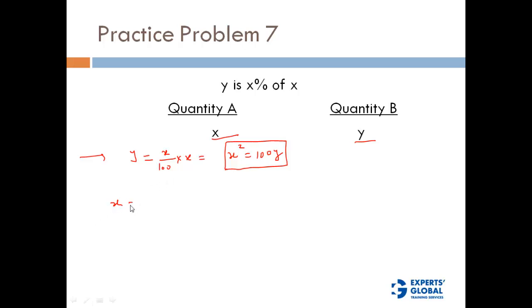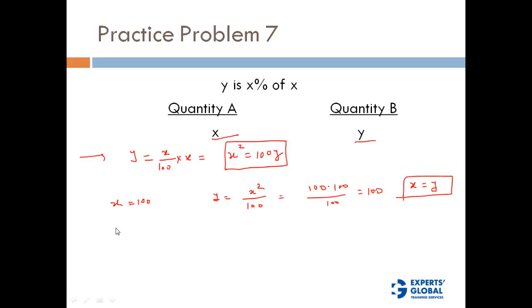So let's say x is equal to 100. I am choosing x is equal to 100 because then it is easy for this 100 to get cancelled. So x is equal to 100. So what do we get? Y is equal to x square by 100 is equal to 100 into 100 by 100. So y is also equal to 100. So in this case we saw that x is equal to y. Both are 100.